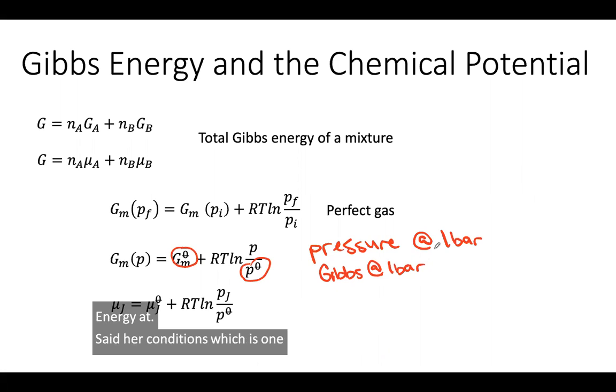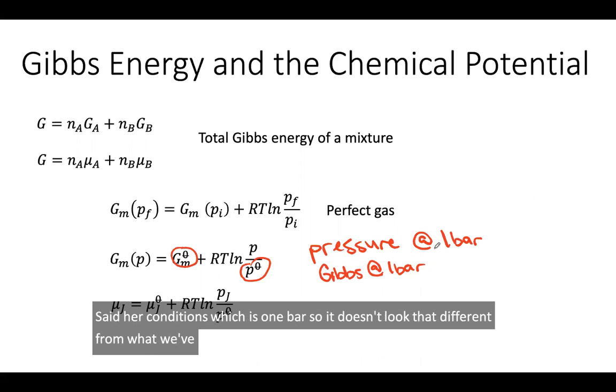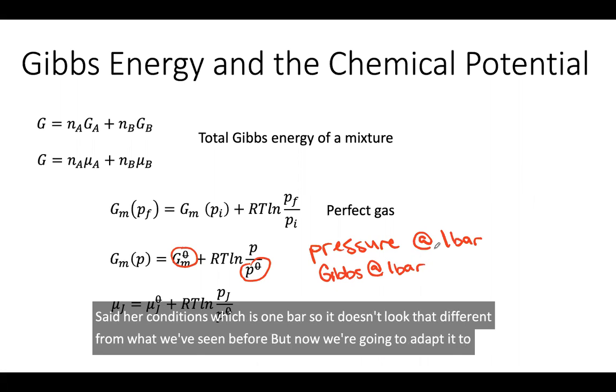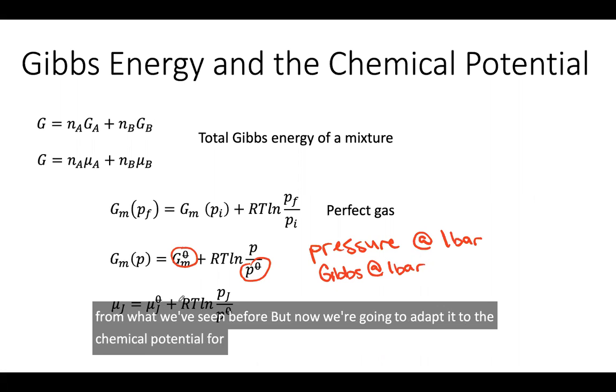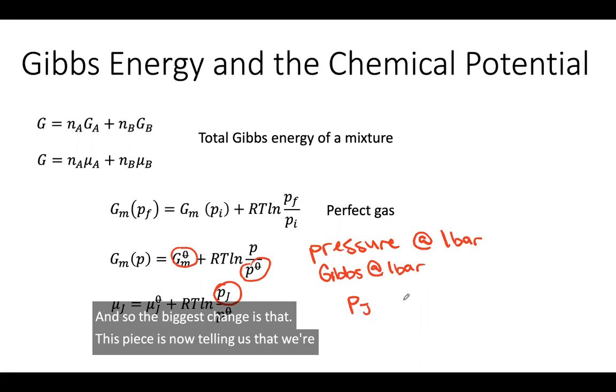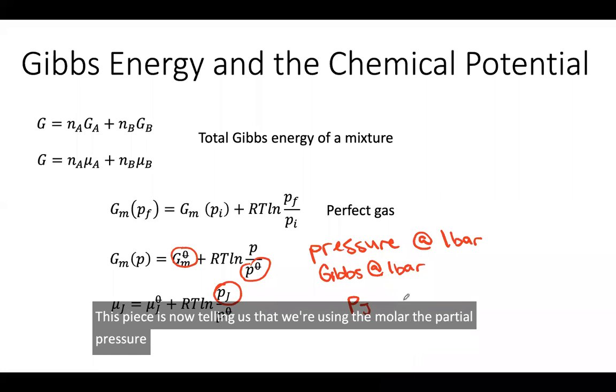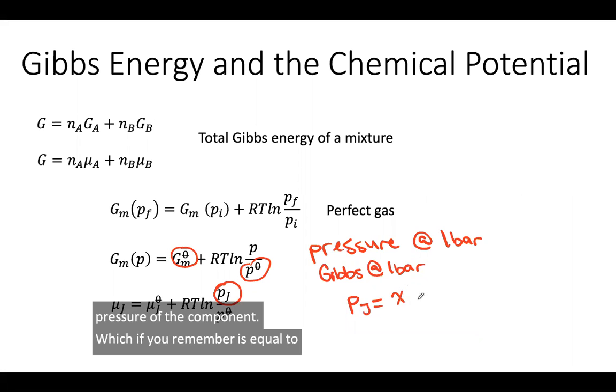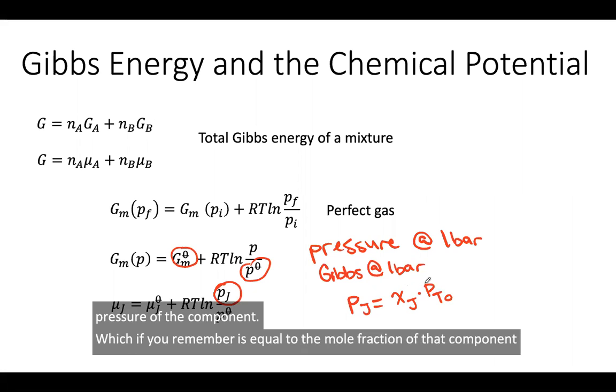And so it doesn't look that different from what we've seen before, but now we're going to adapt it to the chemical potential for that substance. And so the biggest change is that this piece is now telling us that we're using the partial pressure of the component, which, if you remember, is equal to the mole fraction of that component times the total pressure.